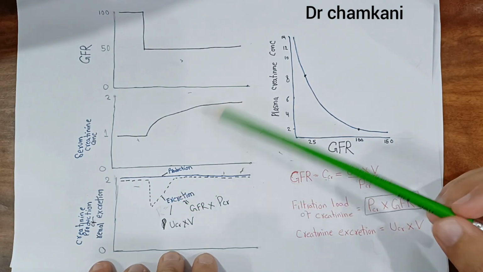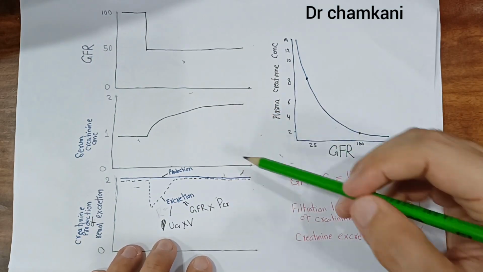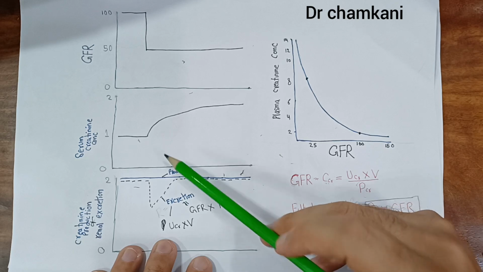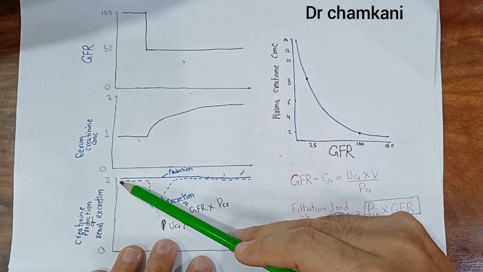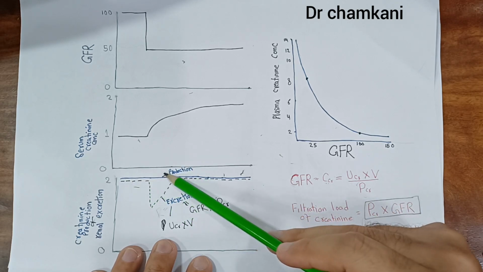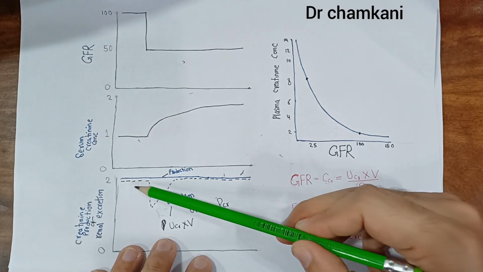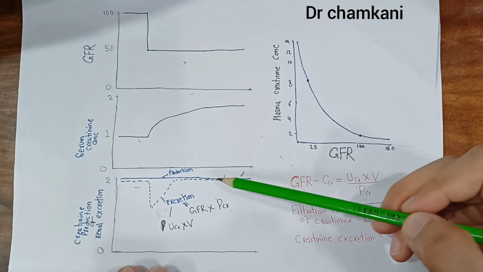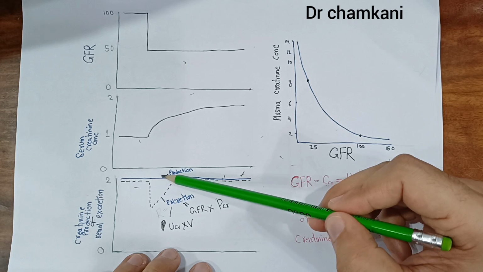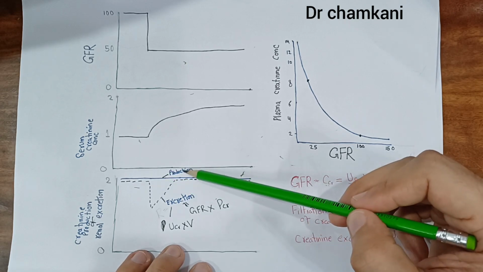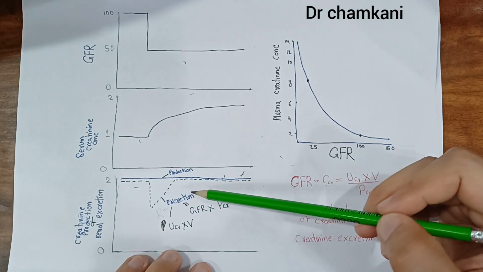Creatinine production and renal excretion. This graph shows that the production of creatinine in the body remains the same. This is a straight line. The excretion part is a dotted line. So these are two different lines: one is the dotted line, the other is a straight line. The straight line shows the production, the dotted line shows the excretion.